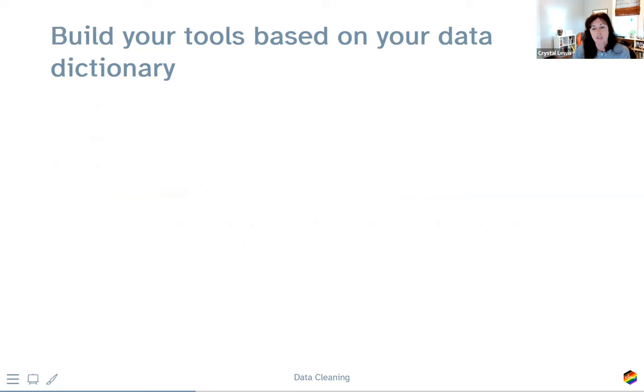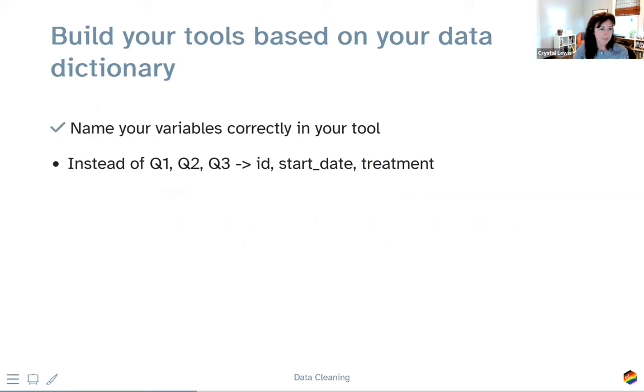So once you've chosen your tool, you want to build your data collection tool based on your data dictionary. So you want to name your variables correctly in your tool. So instead of Q1, Q2, Q3, you want to name those variables ID, start date, treatment. This reduces confusion during data entry, and it also creates less data cleaning steps when you export your data.